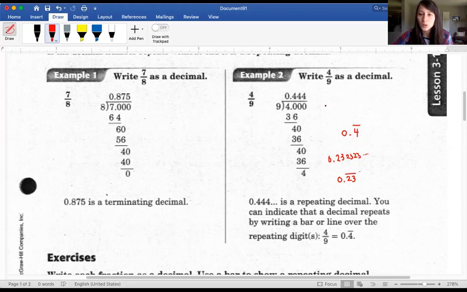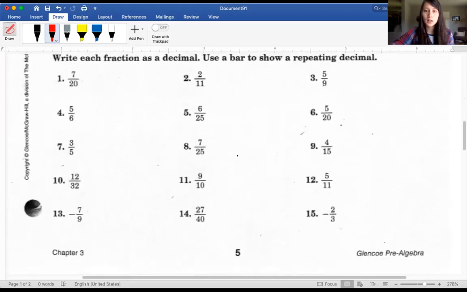If you see a decimal that's like 0.1 and then 2, 2, 2, 2, 2, and it keeps going, where would you put your line over? You would put it over the 2's. You wouldn't put it over the 1 because the line over the number shows that those are the numbers that are repeating. So these are just some examples of how you would put the bar or the line over your repeating digits.